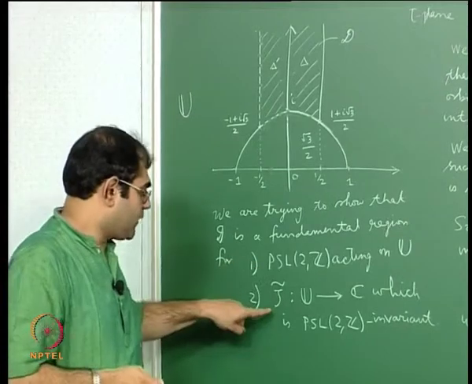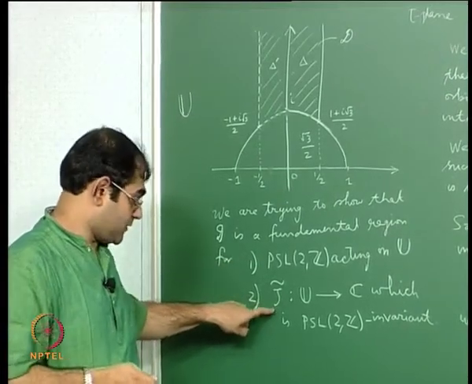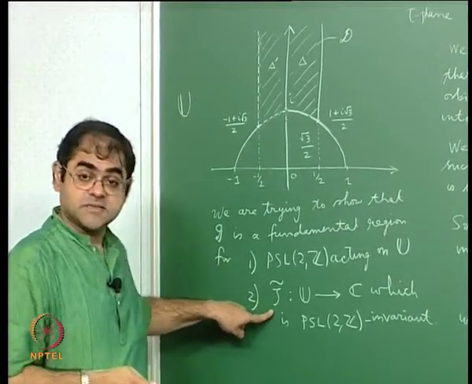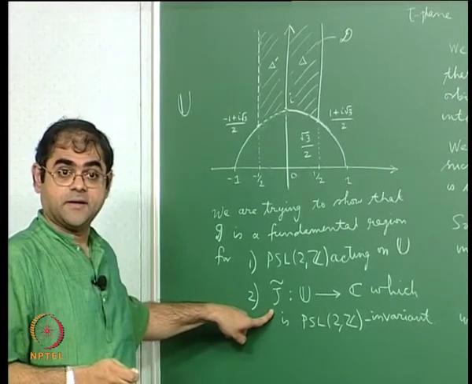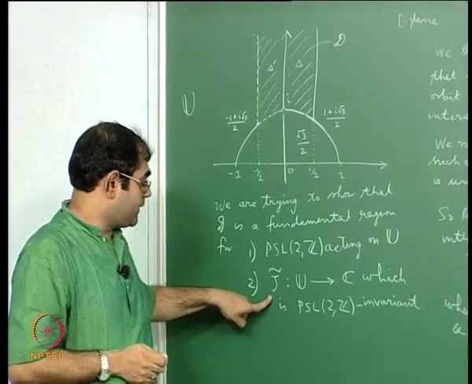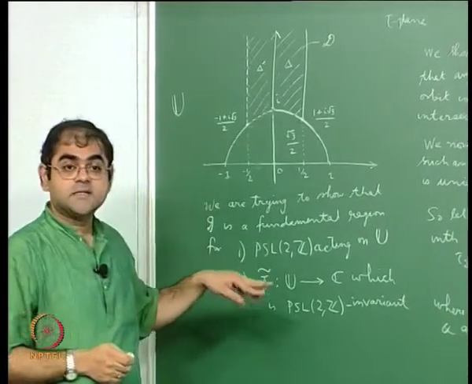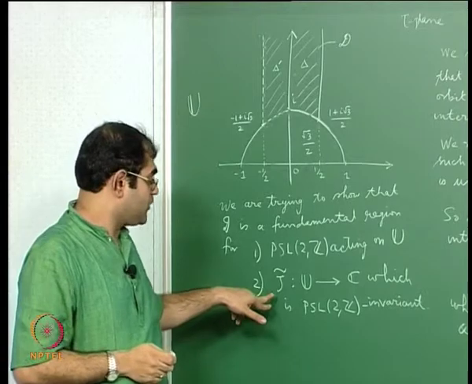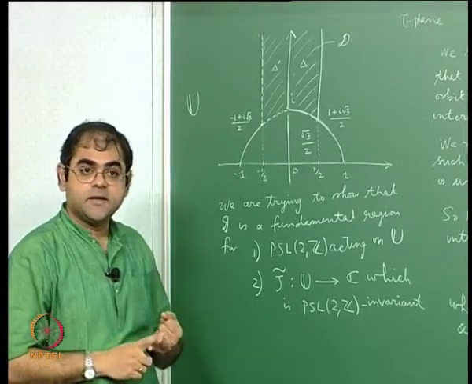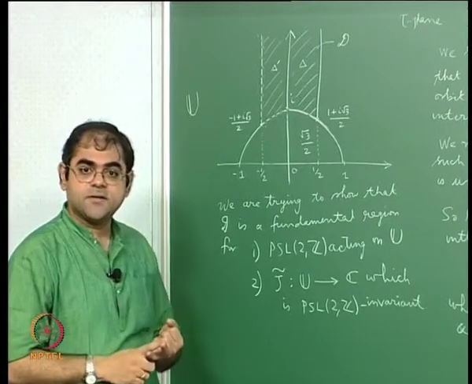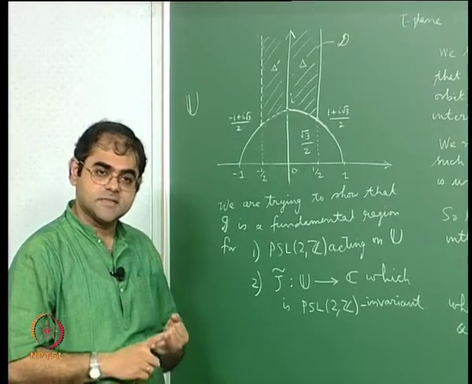Now the next step I have to show is that for J tilde also, script D continues to be a fundamental region. So you have to prove J tilde restricted to script D is both injective as well as surjective. Again, the surjectivity part is immediate. The hard part is the injectivity part.